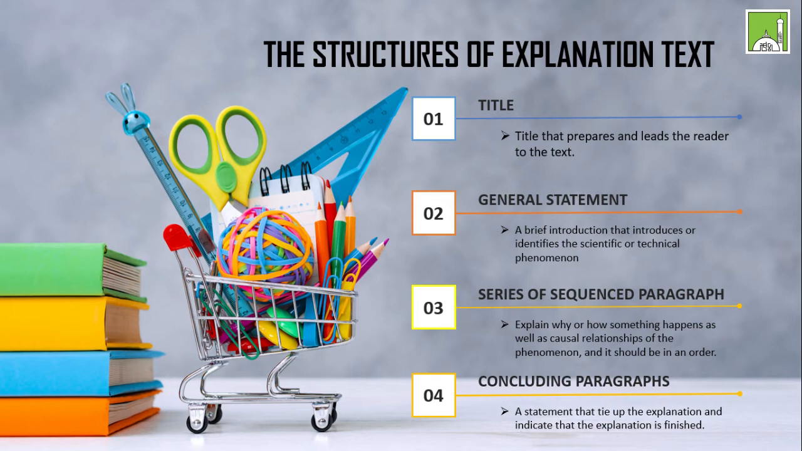As we know, there are four structures that we need to pay attention to in explanation text. The first one is title, the second one is general statement, the third one is series of sequence paragraphs, and the fourth is concluding paragraph. Firstly, let's talk about title. Title is basically the first thing that you will see in an explanation text.